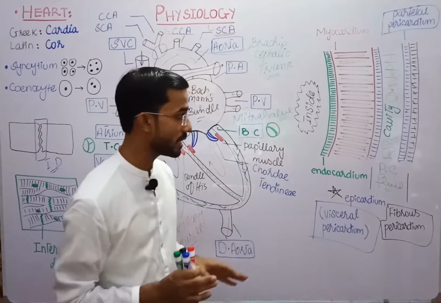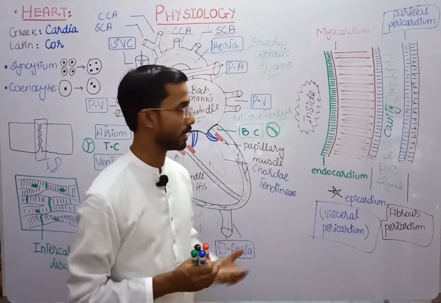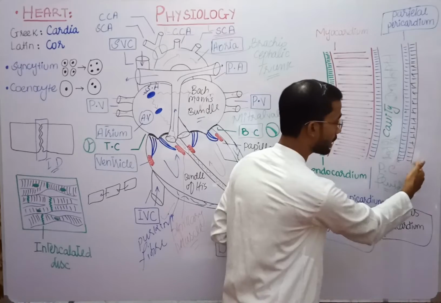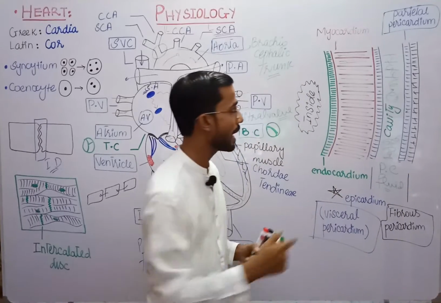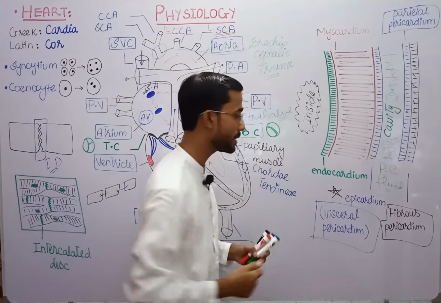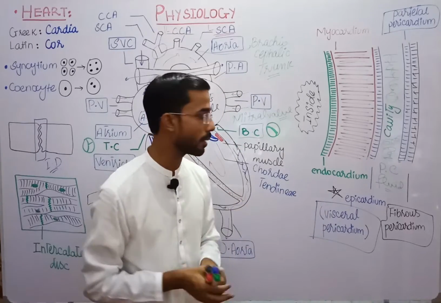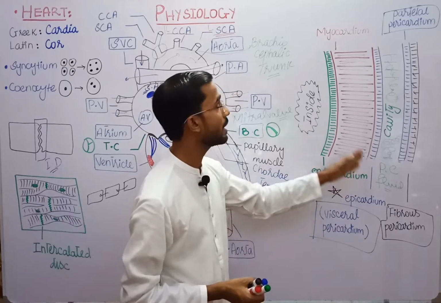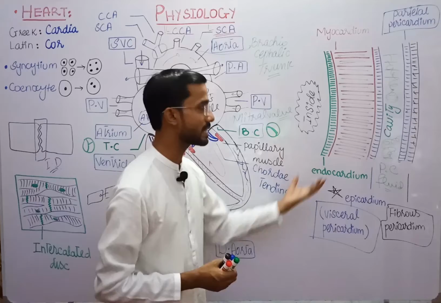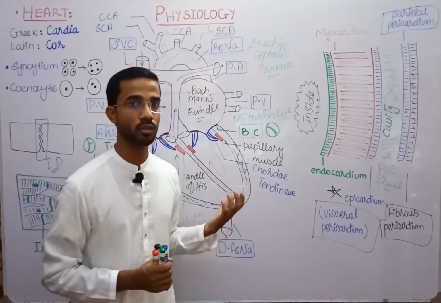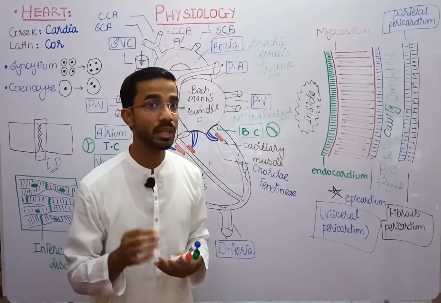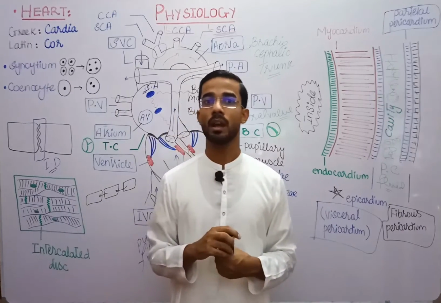So here you see what layers are present. To remind, the outer is the fibrous pericardium, then the parietal pericardium, then the cavity, and then the visceral pericardium. The visceral pericardium is also called the epicardium, and then the myocardium, and then the endocardium, right? So these are the basic structures of the different layers of the heart, which help in the contraction and reduce the friction produced by the heart.